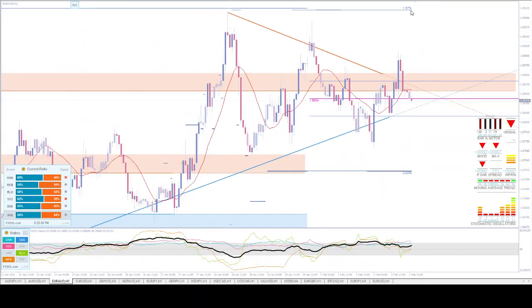EA 15950, 15740. Your monthly pivot's here at 15834. So it looks like we're going to break below. Check your signal, check your sentiment.